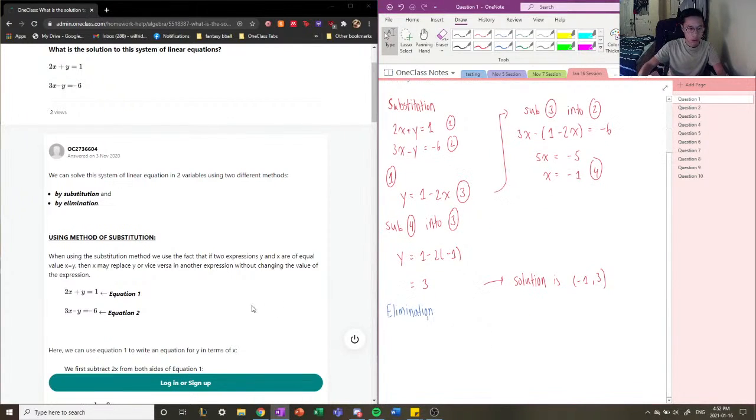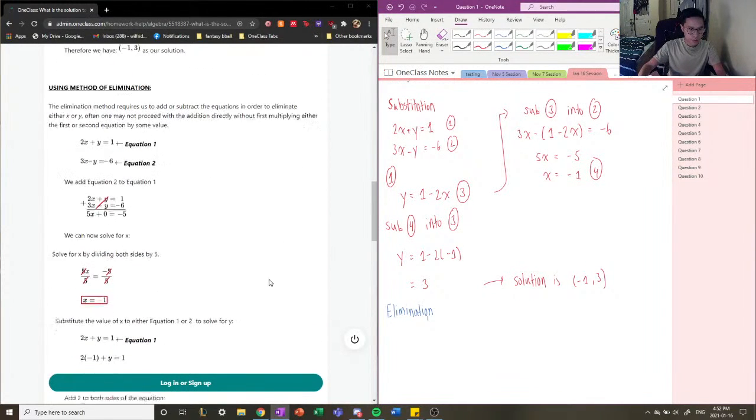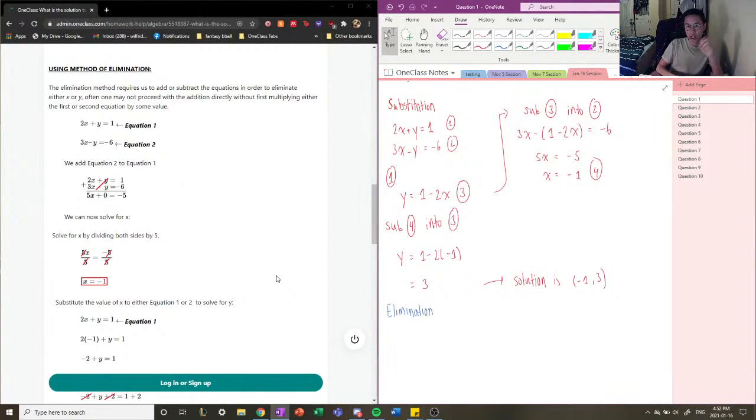Okay. All right. So elimination is kind of different in the way that we are going to basically subtract these two linear equations from each other. And what I mean by that is that we're going to, first of all, write them out like this. And we're going to treat this like a subtraction or addition, depending on what we want, okay? But the main thing that we want to do is eliminate one of these variables in both of these linear equations, okay?